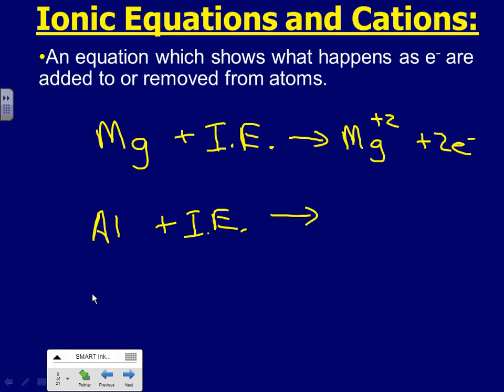How am I going to draw the symbol for a stable aluminum ion? What's it going to look like? How am I going to write this thing? Yep, Dylan? This is the ionic equation. Al, +3. And I need 3 electrons to finish that off. Okay? All right?